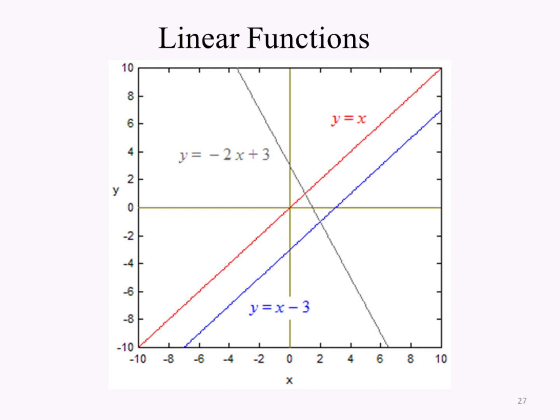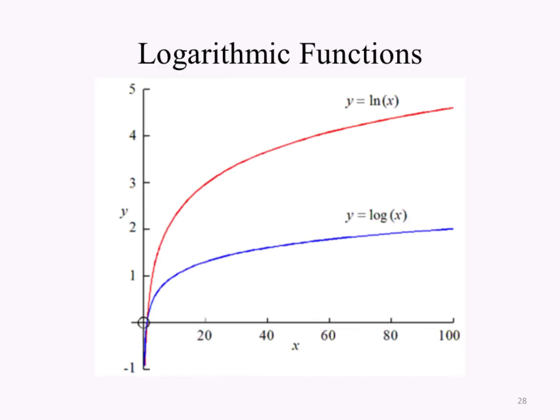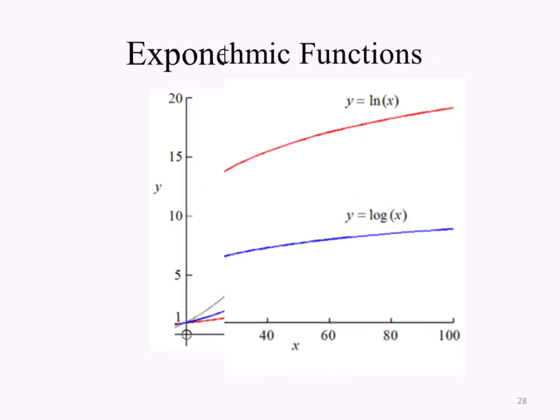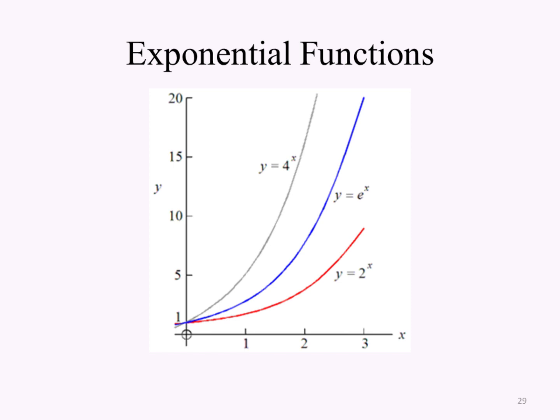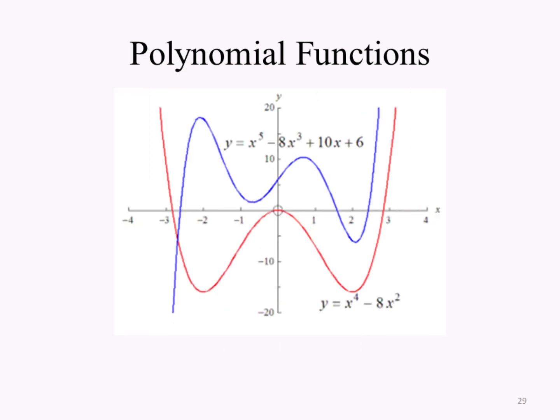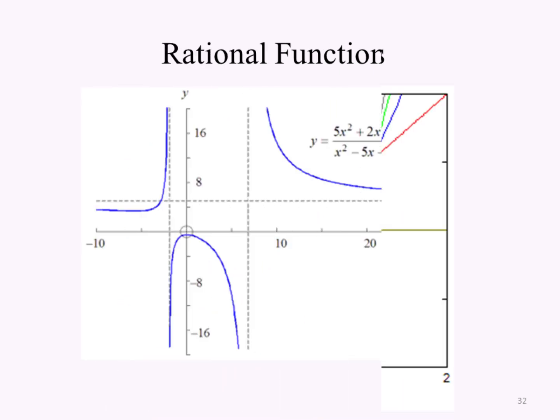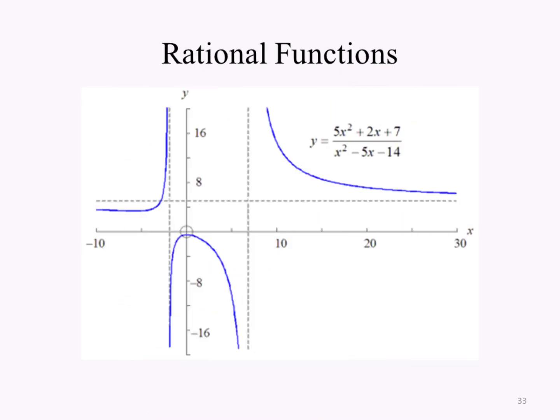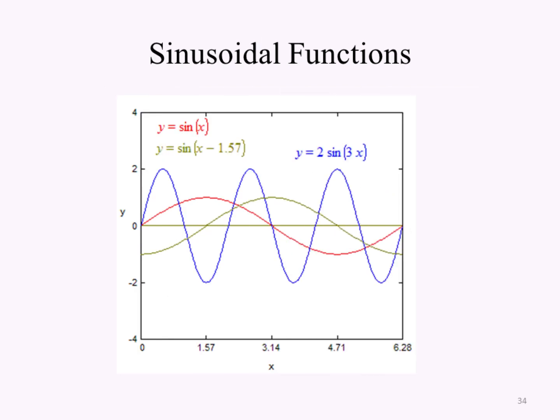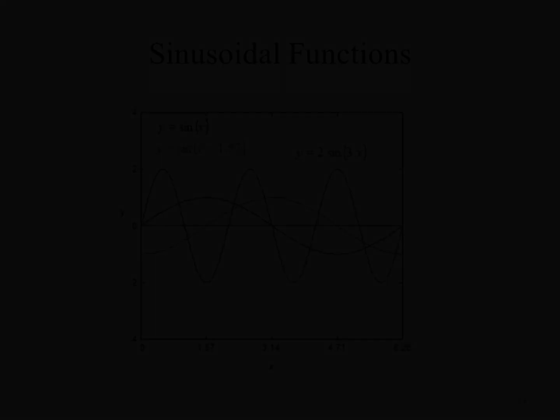We have logarithmic functions, where you can see such graphs. We have exponential functions, where we can see a rapid kind of increase. We have polynomial functions, quadratic functions, power functions, rational functions, sinusoidal functions. These are the functions commonly used, and when you plot them, you can see a curve. But now we are talking about simultaneous equations.